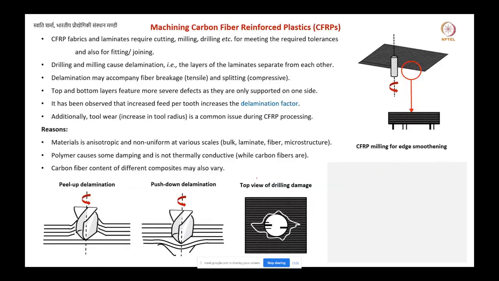Okay, so now the machining. How will we do the machining of this carbon fiber reinforced plastics or polymers?